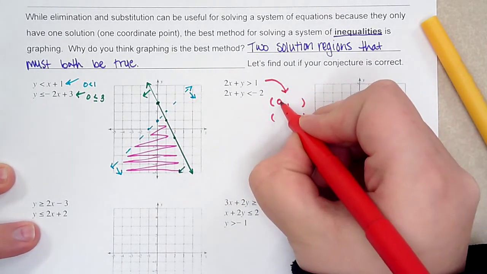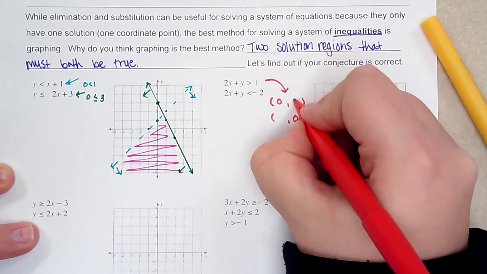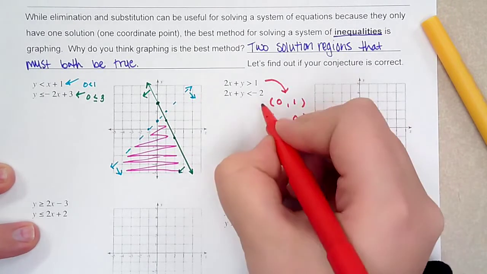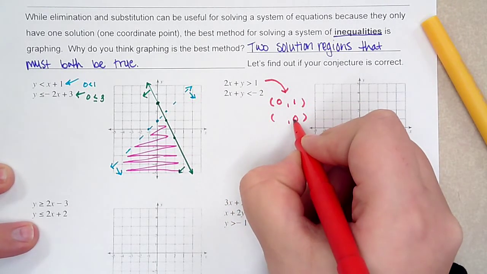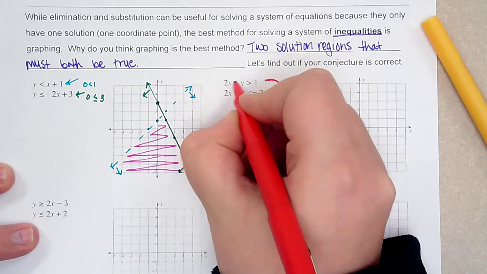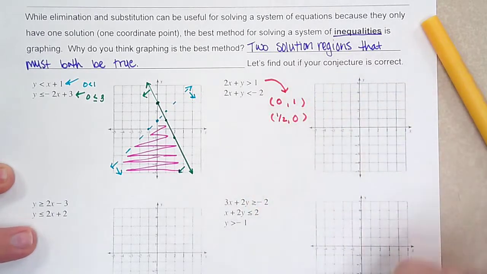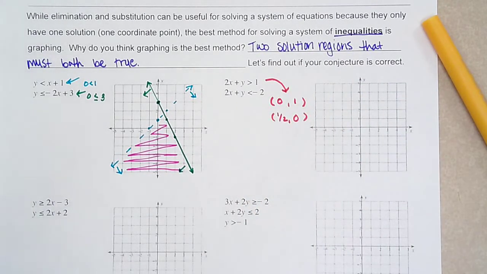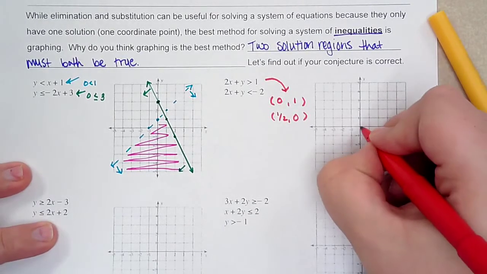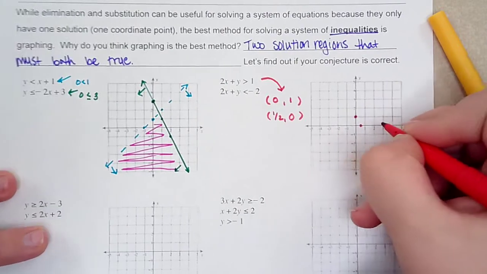When I plug in 0 for x, I get 0 plus y is greater than 1, y is 1. When I plug in 0 for y, I get 2x greater than 1. I solve, I get 1/2. It's okay that they're an inequality because even if they're not equal to these values, this is still where my line intersects the graph. So 0, comma 1, 1/2, comma 0.